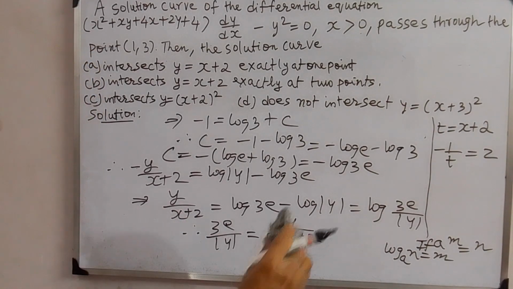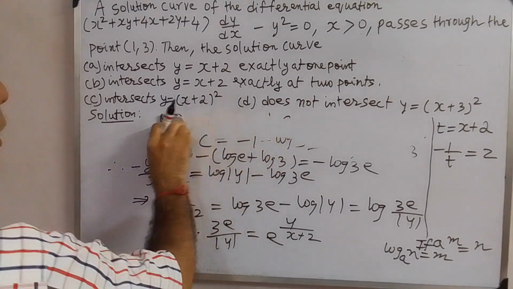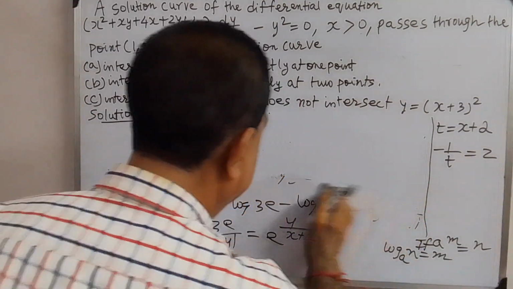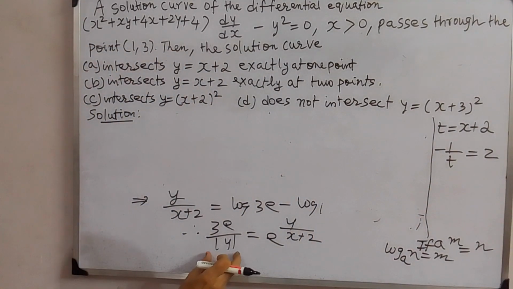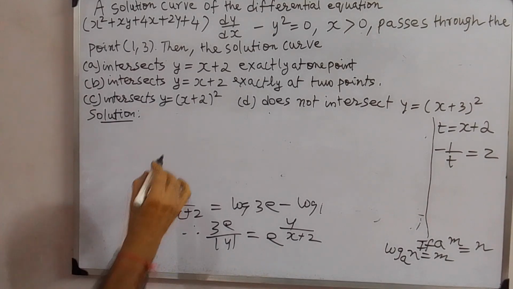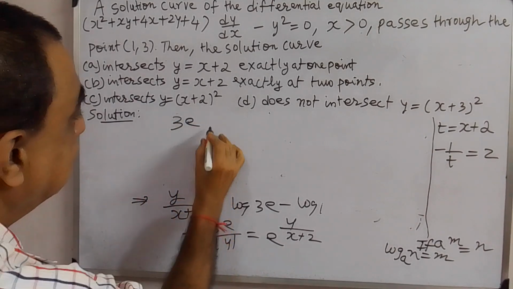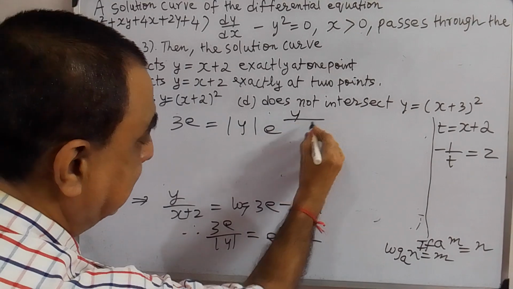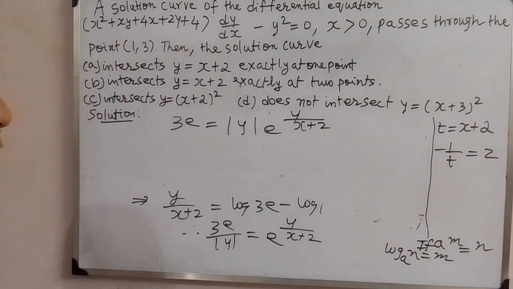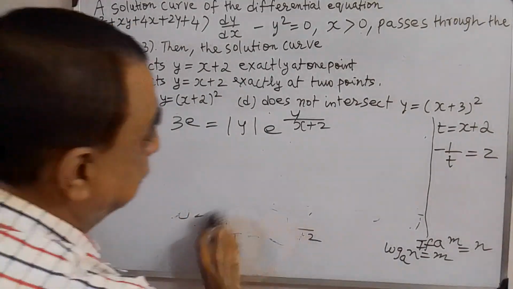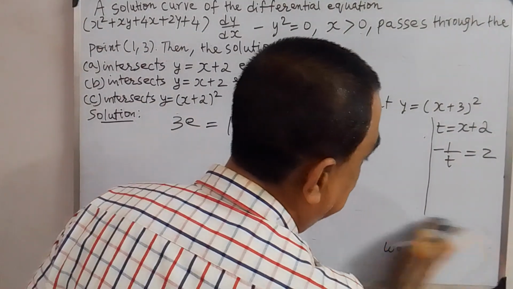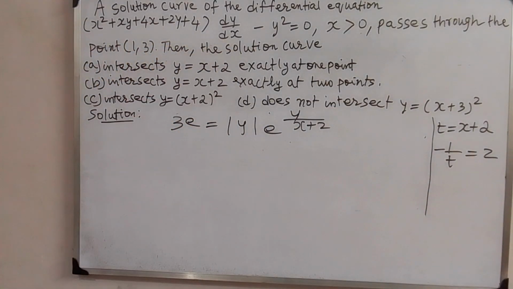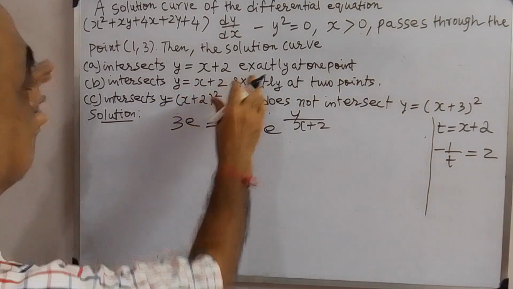Okay, so this is the equation of the curve whose differential equation is this. Now see here, what we are doing, I will take this mod y this side. So this 3e is equal to mod y into e to the power y divided by x plus 2. So this is the equation of the curve whose differential equation was given to us. I hope you must have understood how we have got the solution of the differential equation. Now we will check the given options.